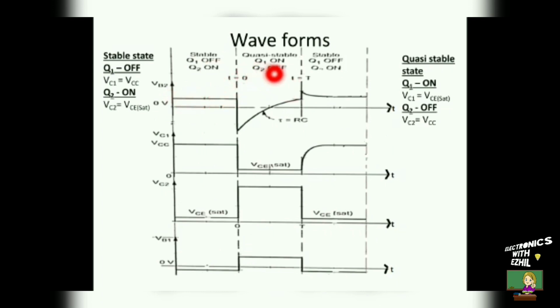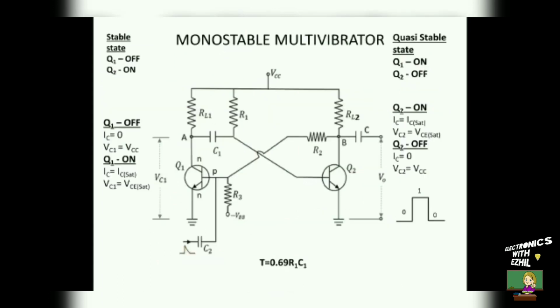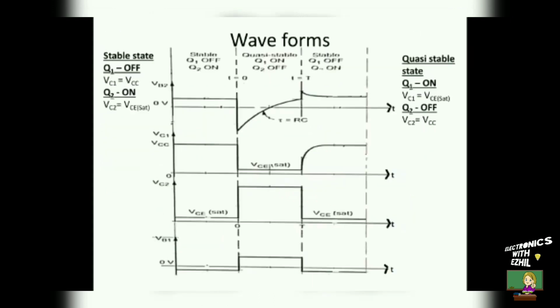And for the quasi-stable state, the transistor 2 is at off state. When the transistor 2 is at off state, the transistor 1 must be in on state. So the voltage at this point is VCE saturation. The voltage at this point is equal to the supply voltage VCC. The capacitor voltage is now equal to VCC minus VCE saturation, which is coupled to the base of the transistor 2. So the voltage level is mentioned here, which is VCC minus VCE2 saturation. This curve shows the capacitor curve. And during the stable state, the transistor 2 is at on state. When this is at on state, the base voltage is equal to VB2 saturation.